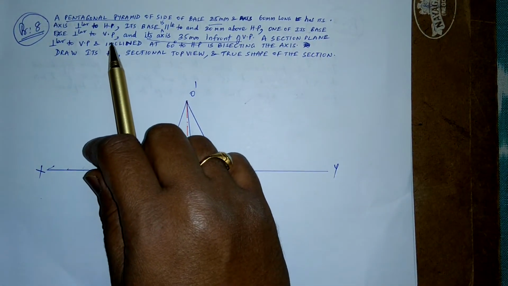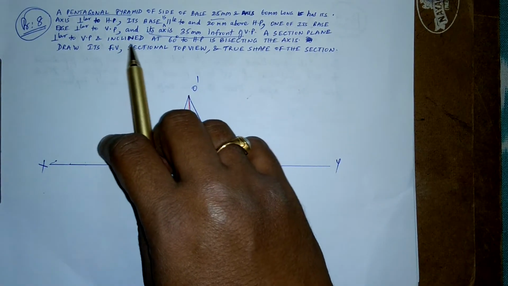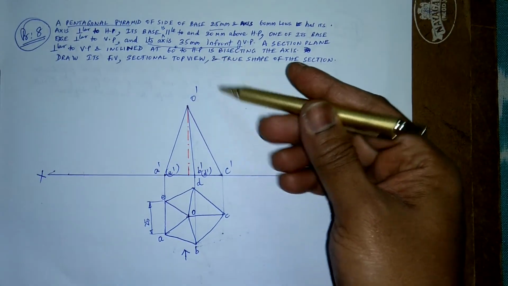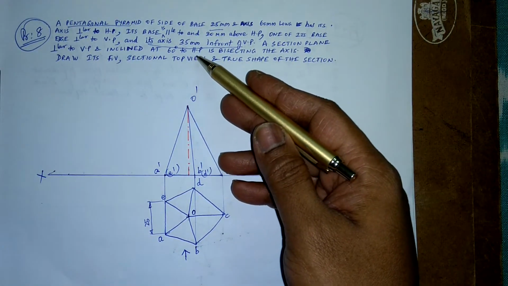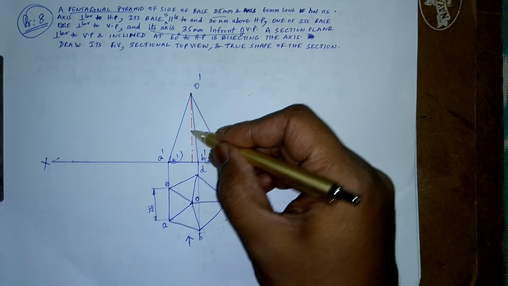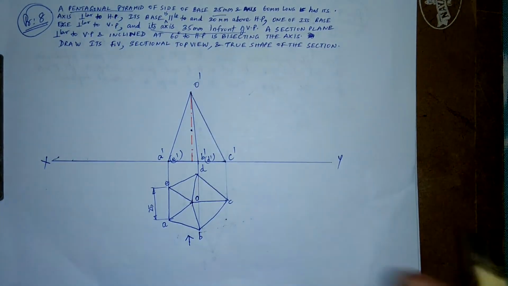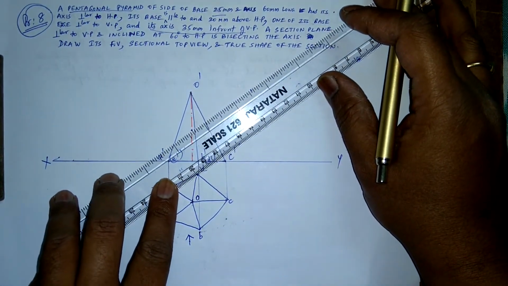One of the base edges is perpendicular to VP. This axis has a section plane perpendicular to VP and inclined at 60 degrees to HP. Perpendicular to VP and inclined at 60 degrees to HP, it is bisecting the axis. So bisecting, I will just take the midpoint somewhere here. Then my section plane is making 60 degrees. Okay, now I'm assuming this is my 60 degrees.